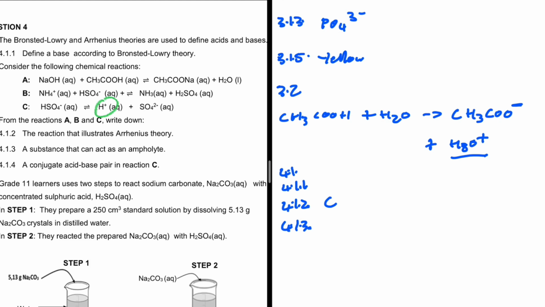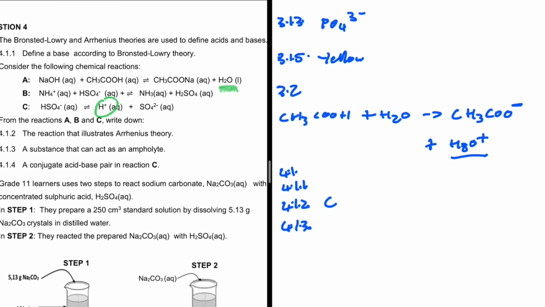4.1.3. A substance that can act as an ampholyte. From the reactions A, B, and C right down there, a substance that can act as an ampholyte. Do we have H2O as one of the reactions here? If I have H2O, I'm just jumping straight to H2O and then I call it a day. Okay, I do have H2O in reaction A. Well, in reaction A, it's a product there.